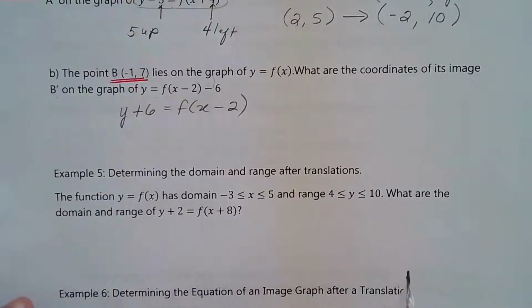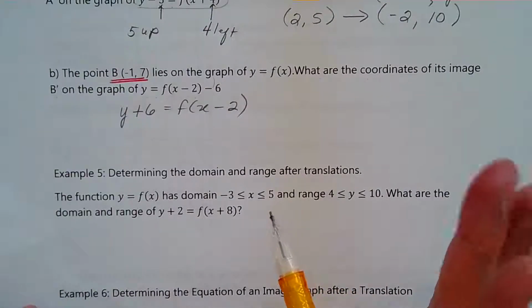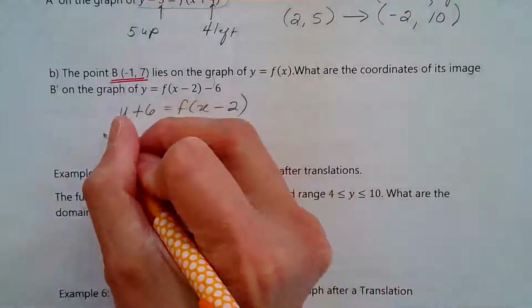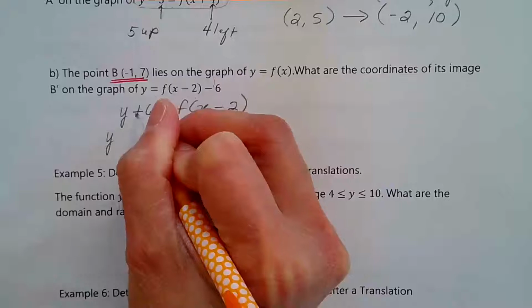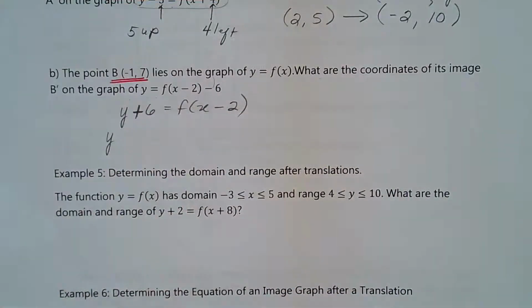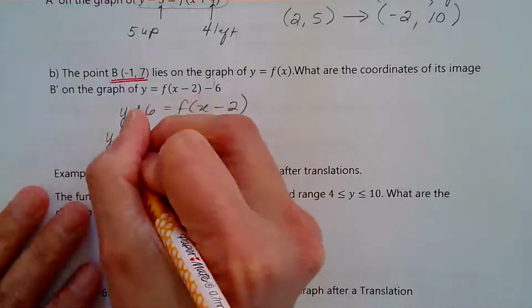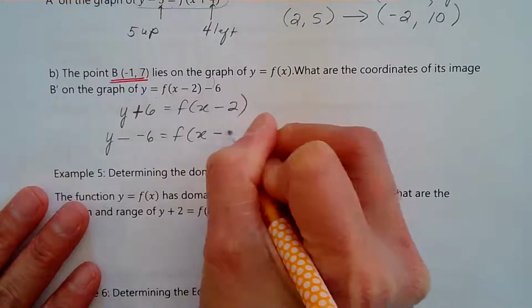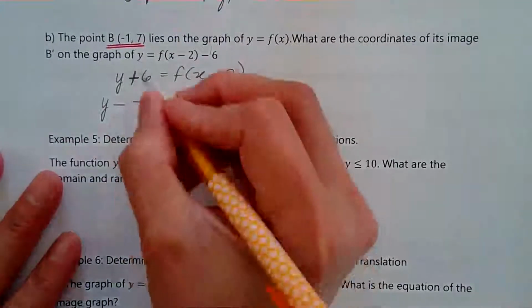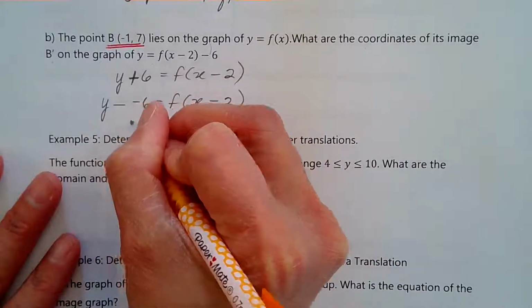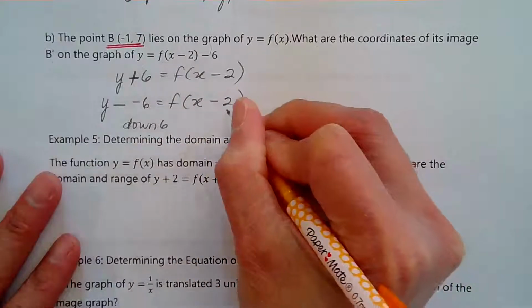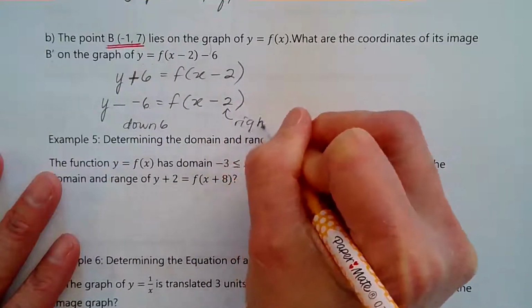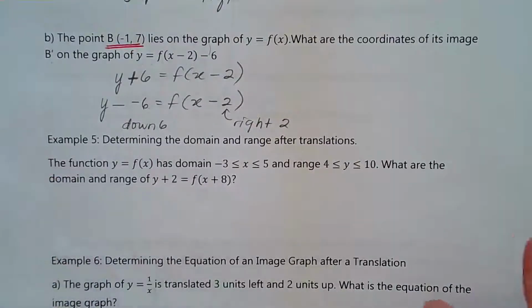Right 2, down 6, okay? So I'm going to rewrite it like this. How did that become plus again? Because remember, it's always y minus k. The only way that becomes y minus k is if this is y minus 6, with the plus 6 on the other side. This is x minus 2. So that means it's down 6, right 2.